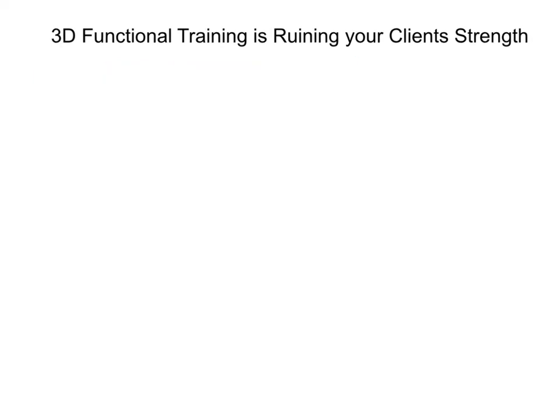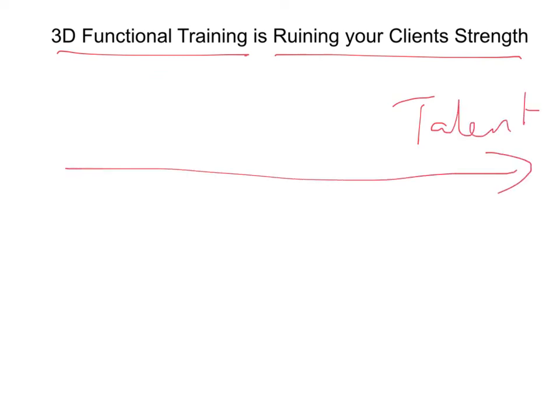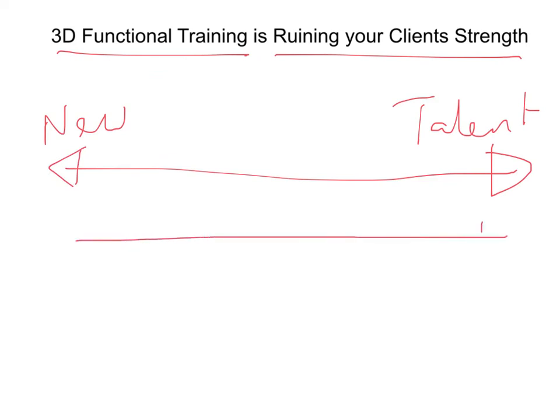So the final component for this is, well, what the hell was I talking about at the start where I said 3D training might be ruining your client's strength? Well, what I mean here is when you train someone who has talent, so if they have talent and they're really good, so they're this end of the spectrum, compared to not very good, so new, I'm going to put, rather than rubbish, then that means the specificity of the recruitment of muscle fibers to perform the skill will be very precise here.